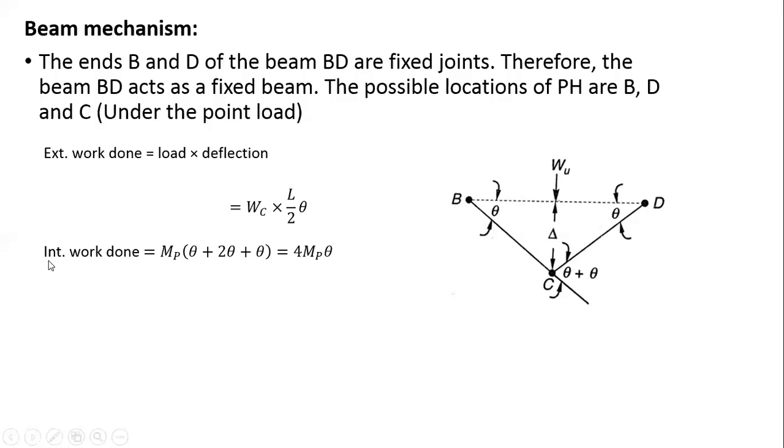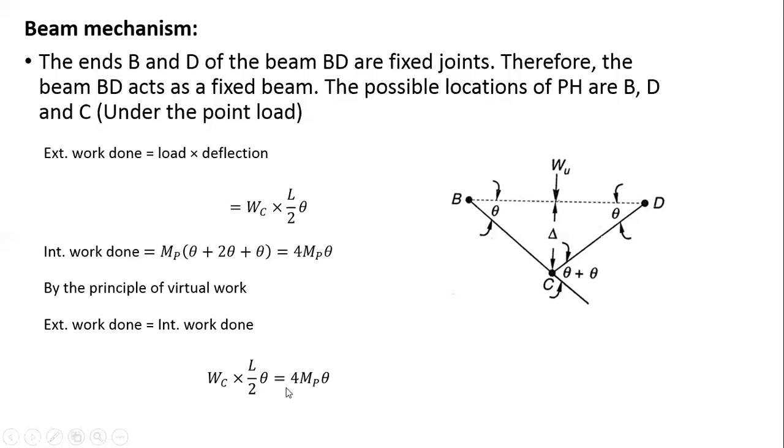Now the internal virtual work is equal to the plastic moment Mp multiplied by theta. Here it is Mp multiplied by theta plus theta, which is 2 theta, and this is Mp times theta here. So the total is 4 Mp theta. By the principle of virtual work, we equate the external virtual work to the internal work done, that is Wc L by 2 theta is equal to 4 Mp theta. So we get Wc equal to 8 Mp by L. So if we consider the beam mechanism, the collapse load comes out to be 8 Mp by L.